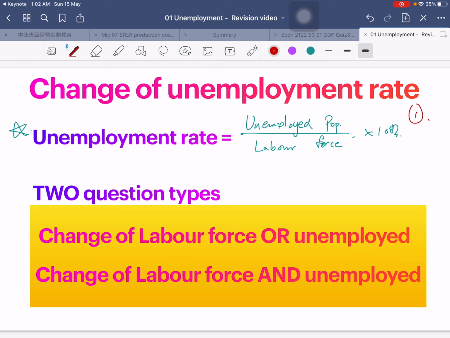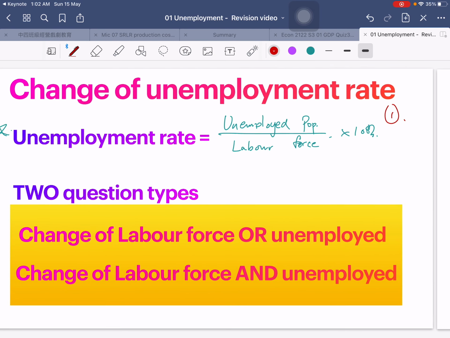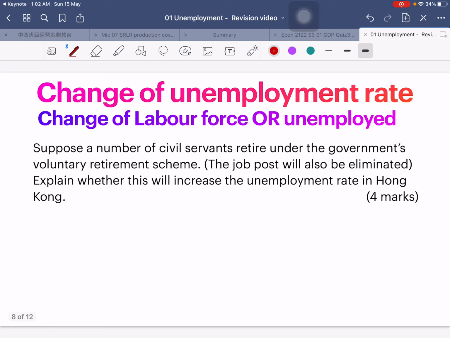And then secondly, there are actually two main scenarios. The first scenario is that there will be a case that shows you there's a change in the labor force or the unemployed. Only one of them will be changing, and the other will be unchanged. And in the second scenario, both of them will be changing. So let's see what happens.